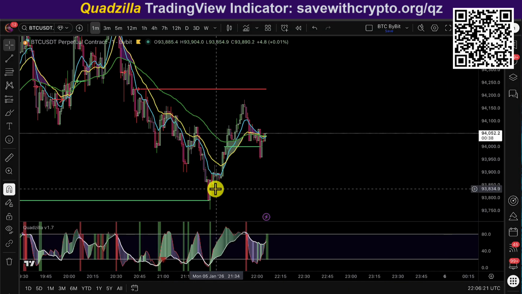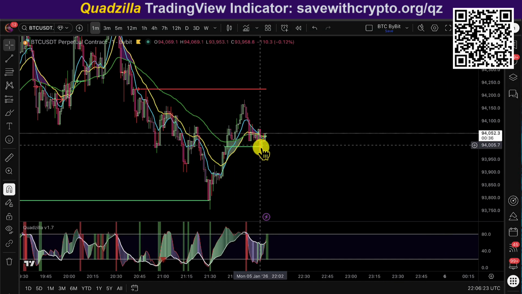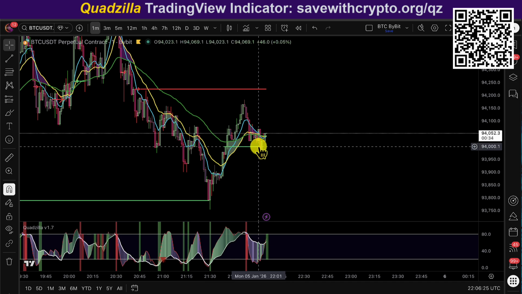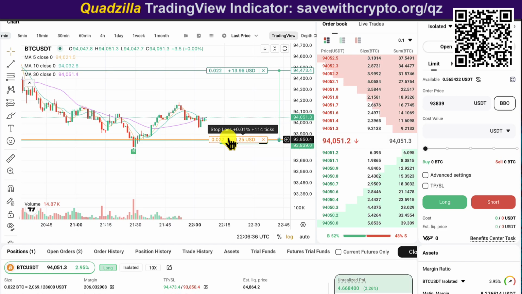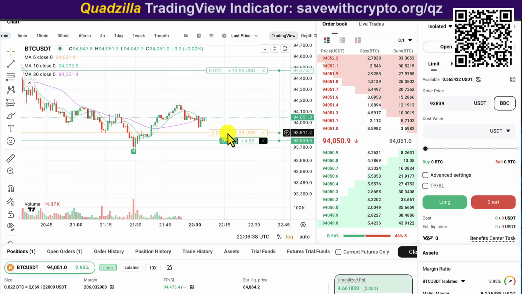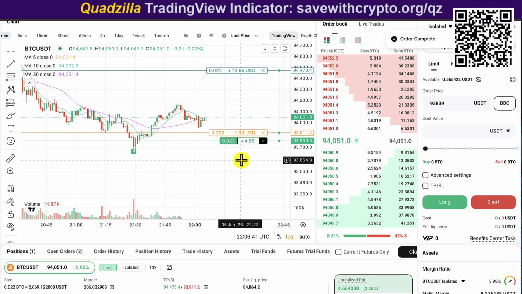And this is behaving very nicely because it came back, did exactly what it's supposed to do, overshot a little bit, then bounced back up, and that's what it's doing now. So now I can move my stop loss back to pretty much where it was before, because I don't really want to lose any money if the price does come down. So let's make enough to cover the fees.